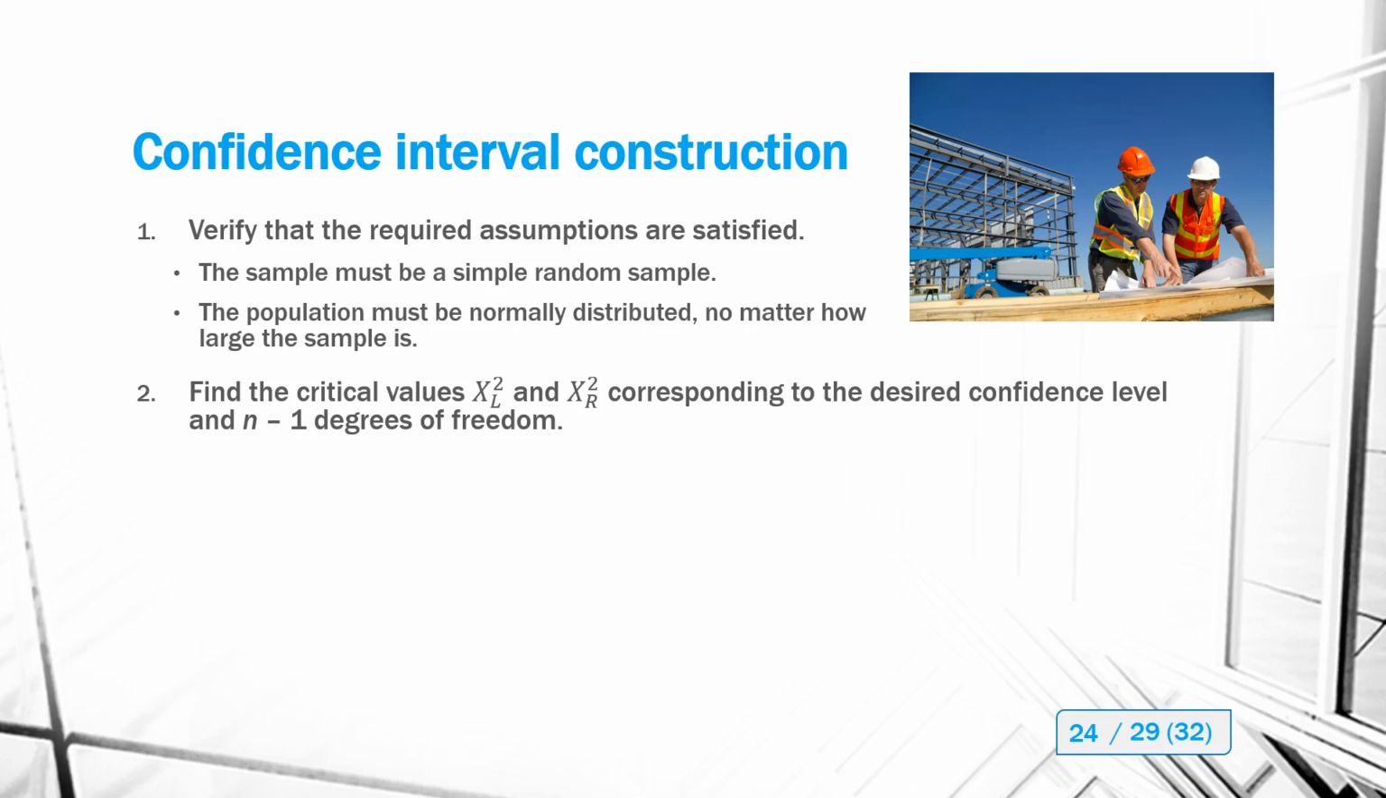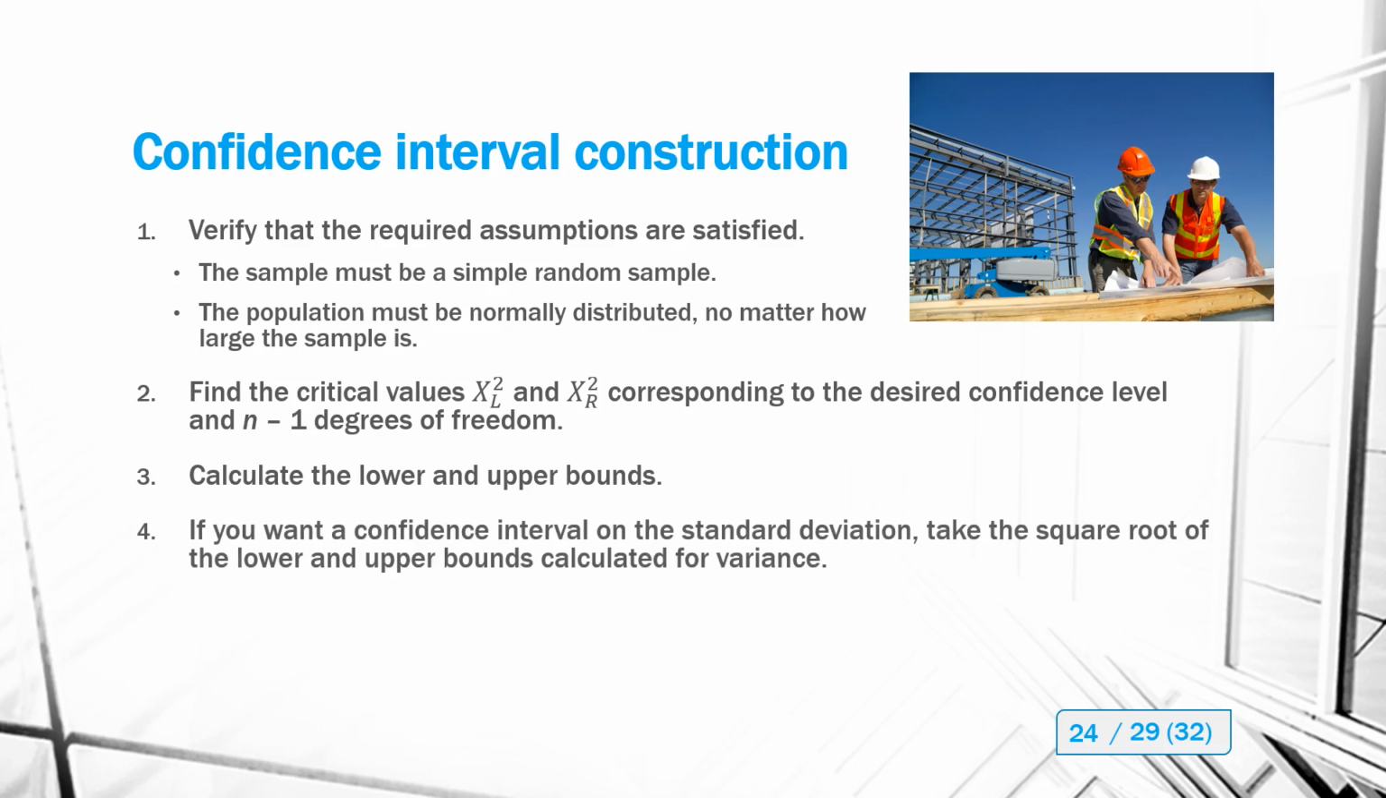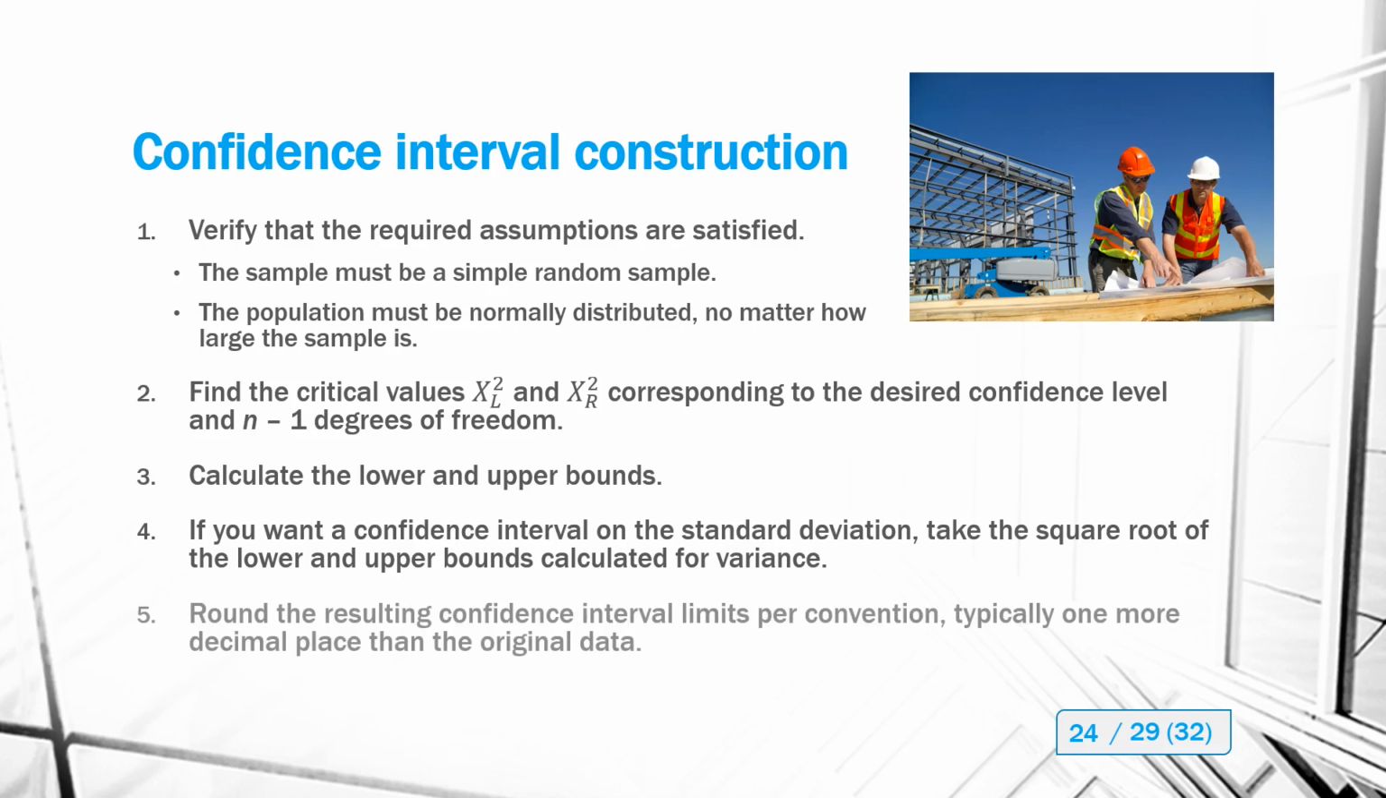Then we find our critical values, one on the left side, one on the right side, that correspond with our desired confidence level and degrees of freedom. Calculate our lower and upper bounds. If we want a confidence interval for the standard deviation, remember we take the square root of the lower and upper bounds that we calculated for variance, and then we round as appropriate per whatever the convention of the day is. Typically, we just use one more decimal place than the original data. But again, that could change depending upon where you're at and who you're with. So just follow the convention that's in play for whatever you're doing.